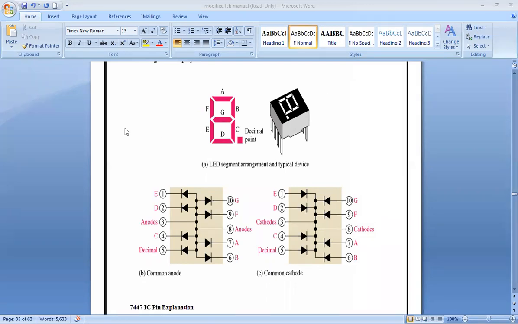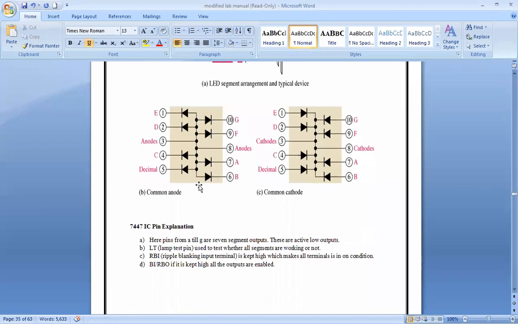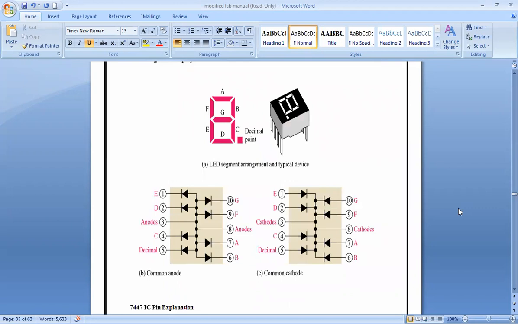Is that clear? Right. So here, if we use common anode, if the anodes are connected together, then it's called a common anode configuration. If the cathodes are connected, then it's called a common cathode. Any doubts here? Till here, any doubts, students? Okay, fine. So I'll proceed.